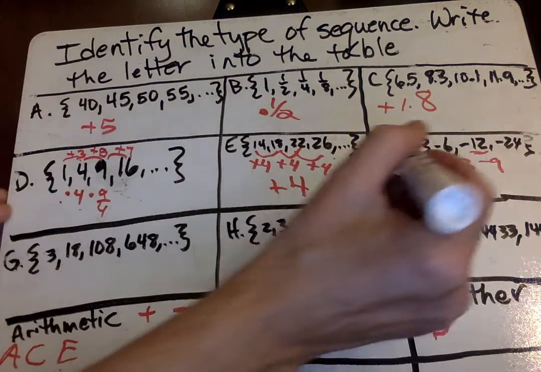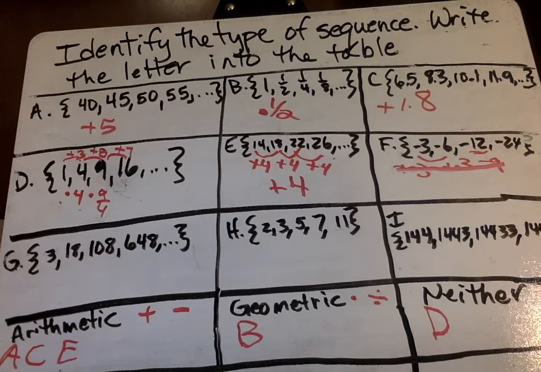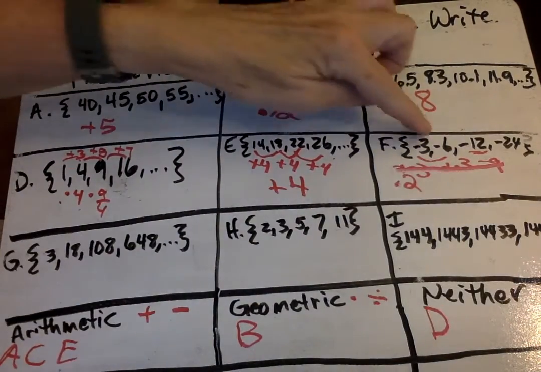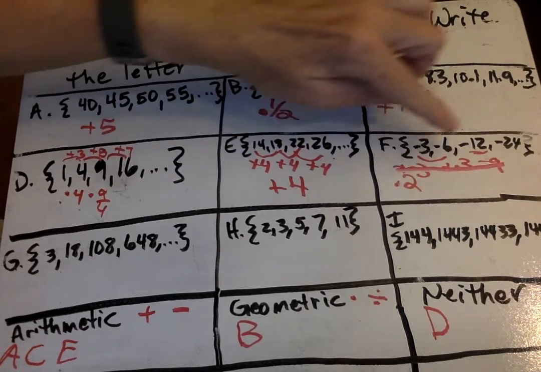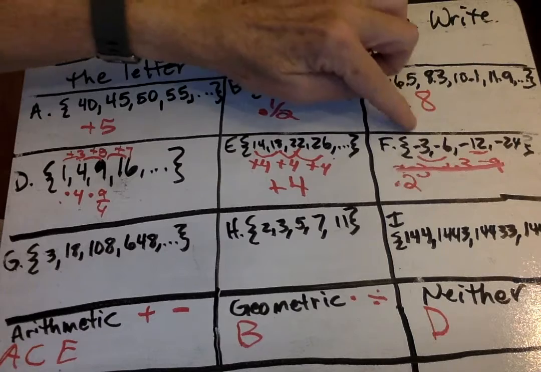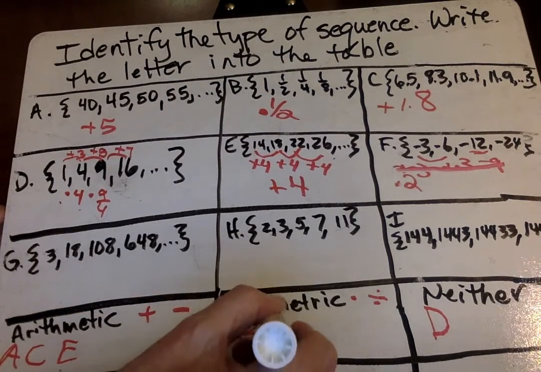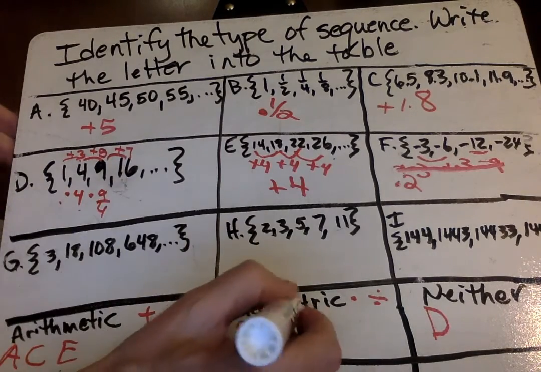Let's try multiplication. So we know this doesn't work. -3 times what is -6? It would be times 2. Okay, -6 times 2 is -12. -12 times 2 is -24. So yes, all of those are multiplied by the same thing. So then we could say it's a geometric sequence, and I can put F right there. Okay.